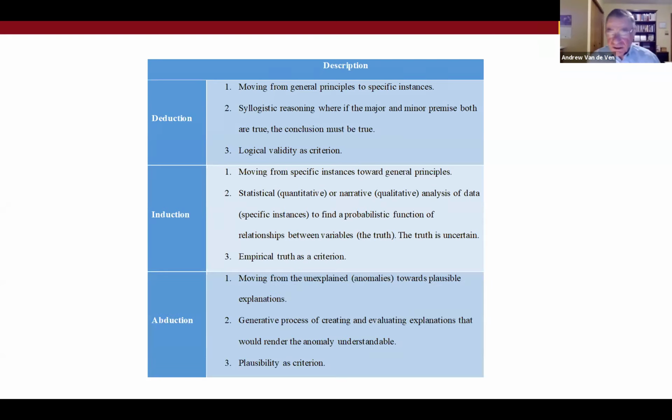But abduction is quite different. It's moving from some unexplained anomaly, a surprise, some funny thing happened, toward a plausible explanation. It's a generative process of creating and evaluating explanations that would render the anomaly understandable. And plausibility is the criterion, because you see, abduction occurs right up front when the initial surprise is achieved.